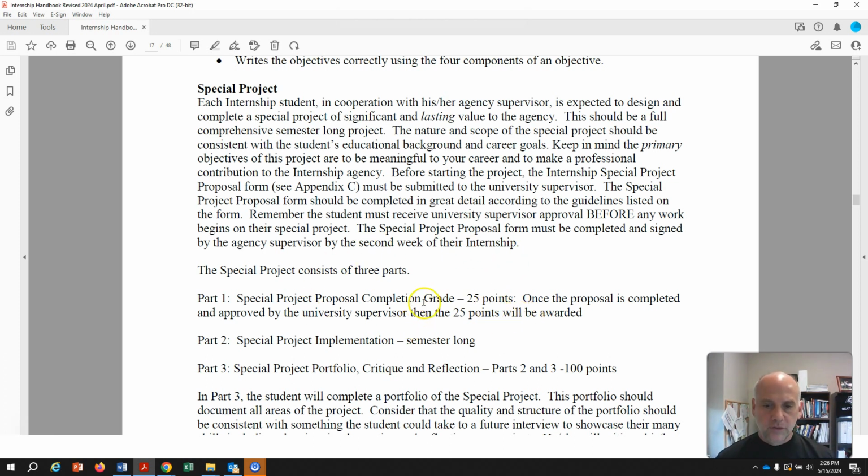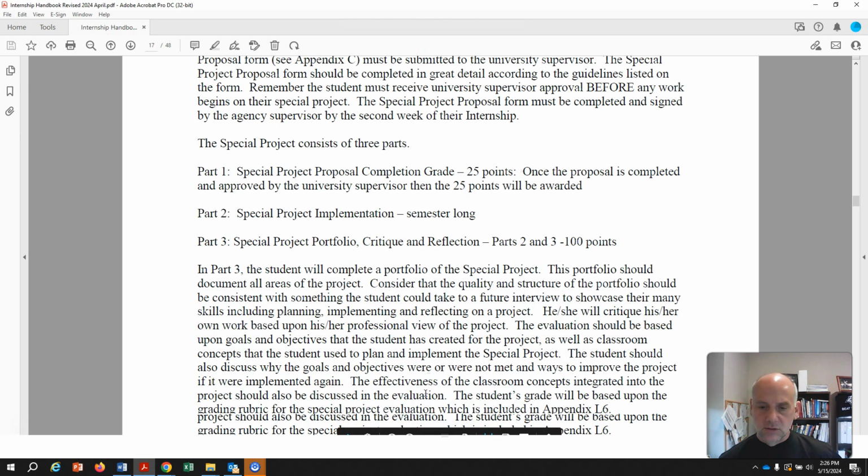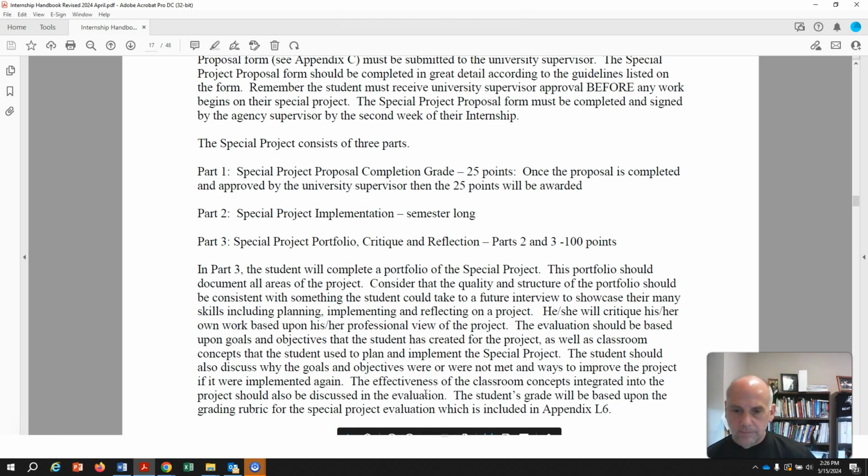You have to propose what your special project is going to be, and that has to be done early in the semester. You get 25 points for the proposal, and then you do your special project implementation, and then at the end you reflect and provide a critique, but you also show what artifacts you created that you can add into your portfolio. That's an important part of this, that you come away with something that you can show to potential employers that you've accomplished.